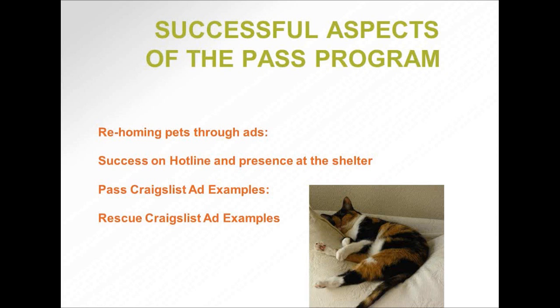Some of the successful aspects of our program are rehoming pets through ads, success on the hotline, success with our presence at the shelter, and we'll do some Craigslist ad examples and some rescue ad examples as well. So, rehoming pets through ads.